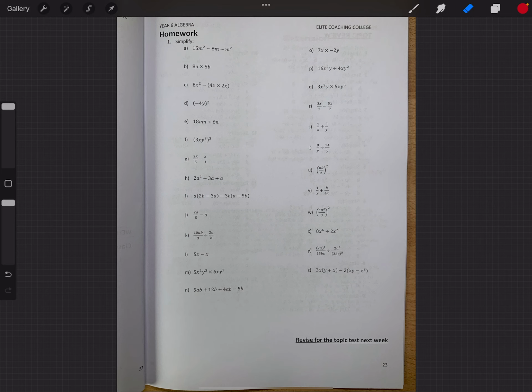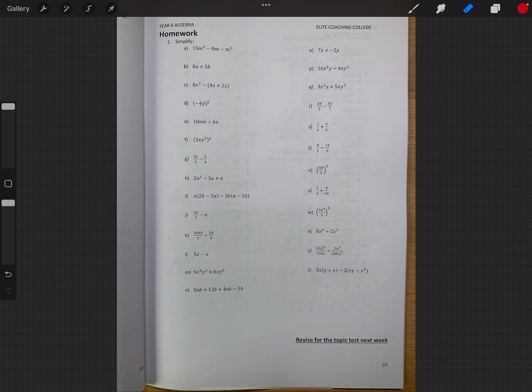Alright, next one, I want to add these two. So what I'm going to do is make them the same denominator, right? Now, this is x and this is 4x. So what we're going to do is multiply this by 4. And that's going to give you 4 over 4x plus b over 4x. Now they have the same denominator. We can put them under the same thing. So this would be 4 plus b over 4x. I can't add 4 and b because they're not like terms, so leave it like that.